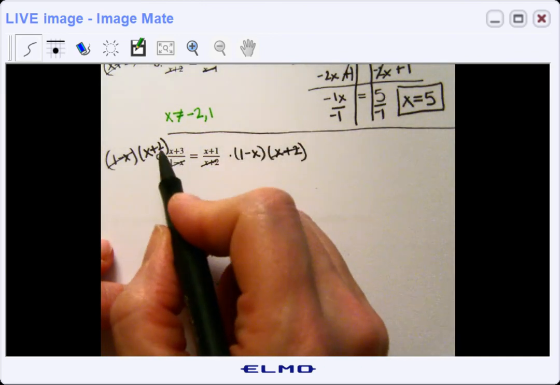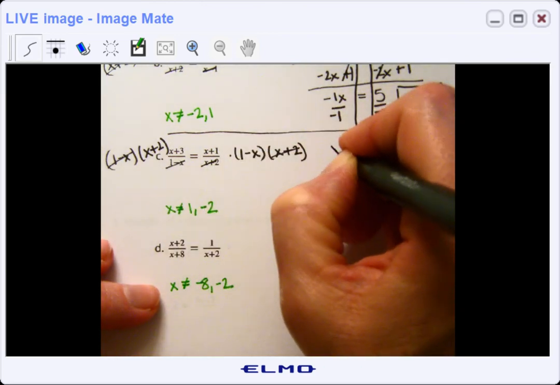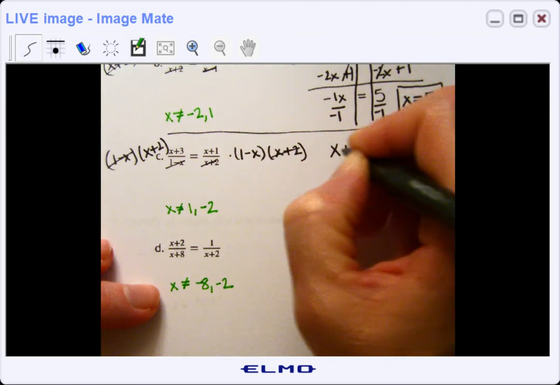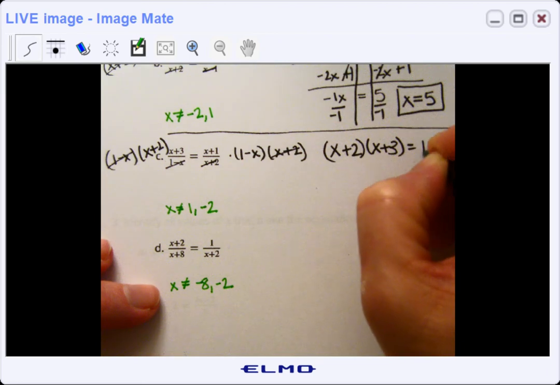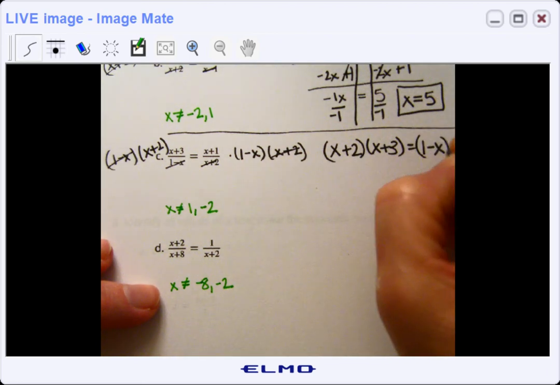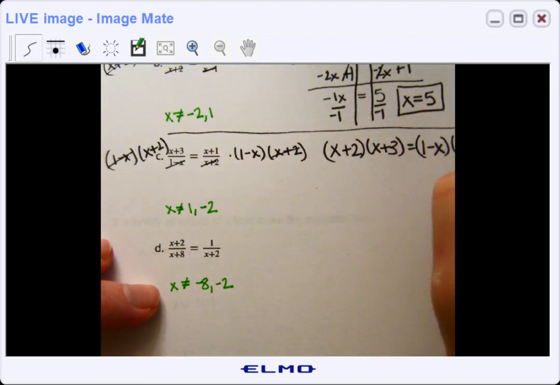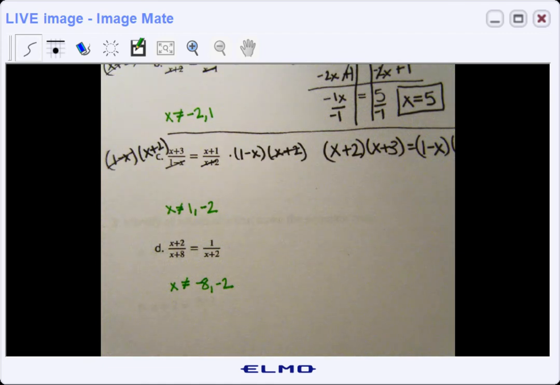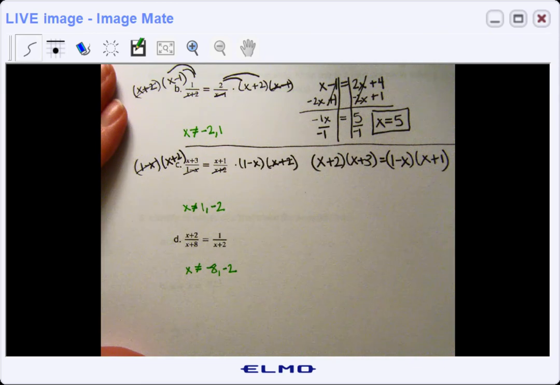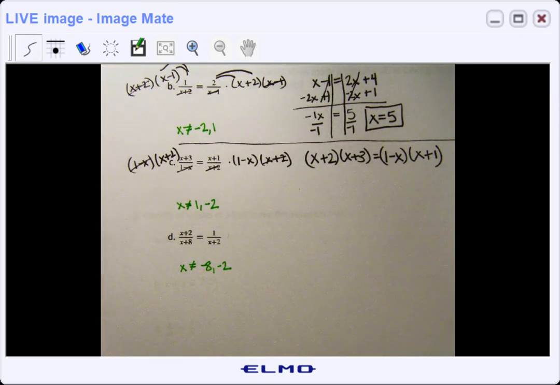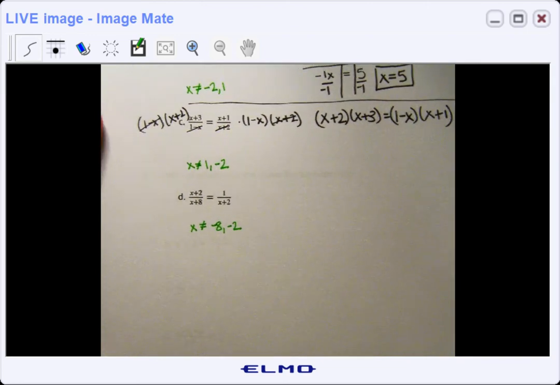And so what I have is x plus 2 times x plus 3 equals 1 minus x times x plus 1. Okay, so I have two sets of binomials that I need to multiply out. And so I think I'll just use the column over here to do that. So I have some space there.